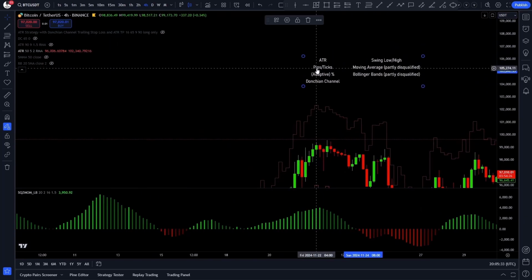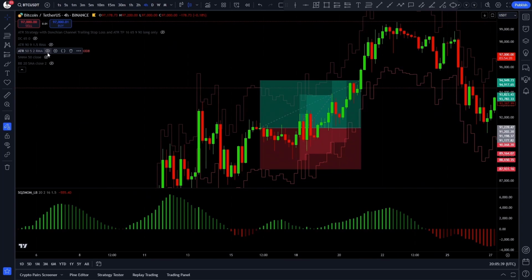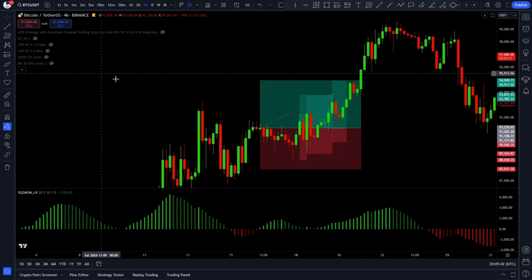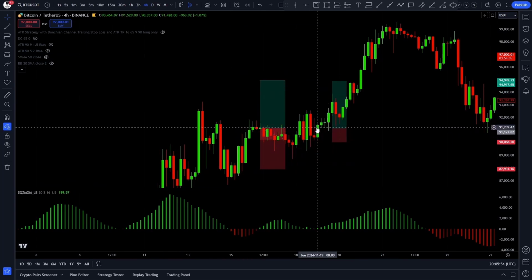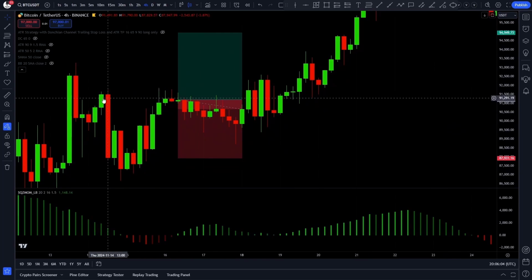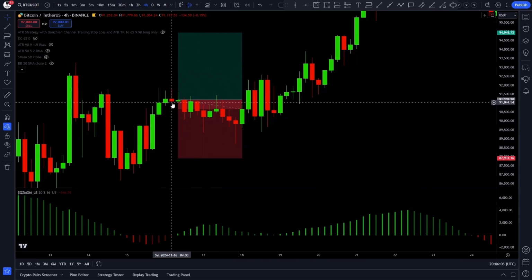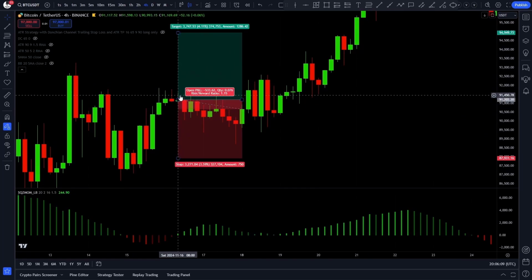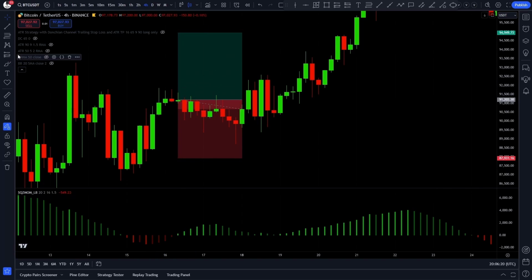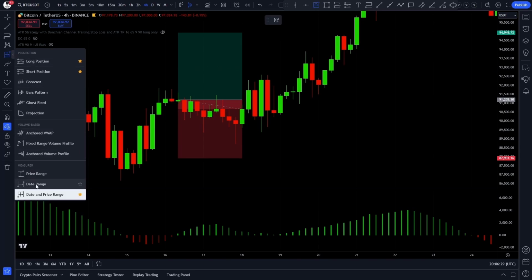The next stop loss is the pips/ticks-based stop loss. For that we won't need any extra indicators, so let's hide the ATR and let's delete these. Okay, the pips/ticks-based stop loss is generally a stop loss that is based at a set pip distance or tick distance from the entry price. For this stop loss, go to the left side and click here and click on the date and price range tool.